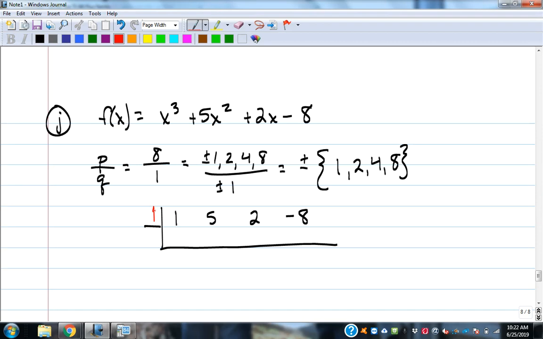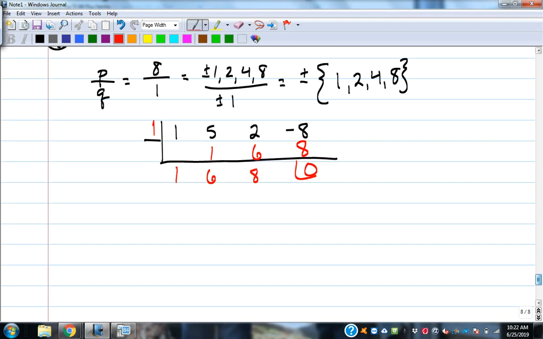All right, so pull the 1 down, multiply, add, multiply, add, multiply. Hey, there's the 0 that I expected to be there. And then I've got a quadratic left because I started with an x cubed. I only had to do synthetic division 1 time to get it down to a quadratic. The quadratic I have is x squared plus 6x plus 8.